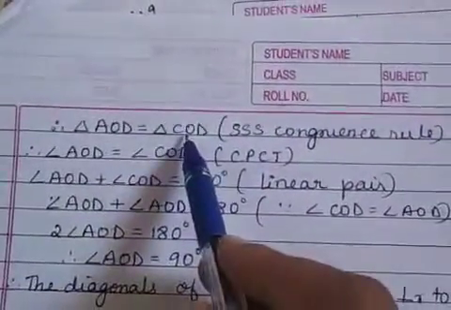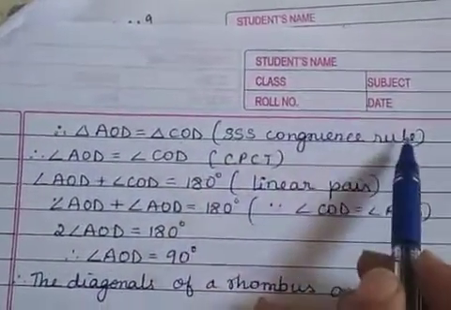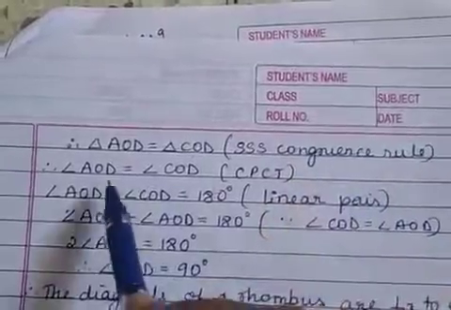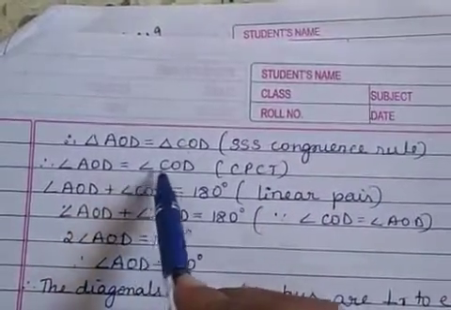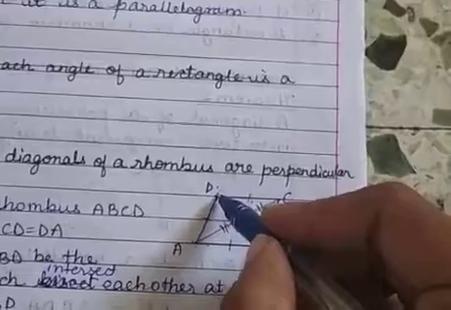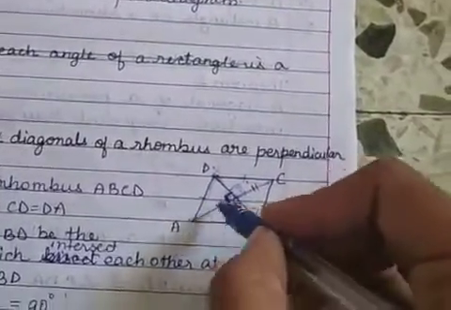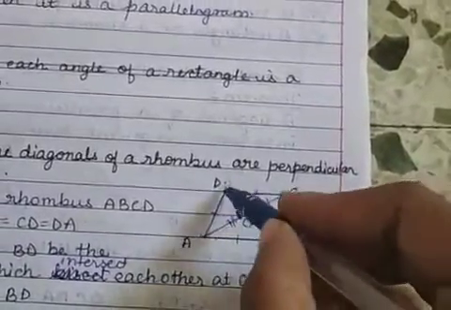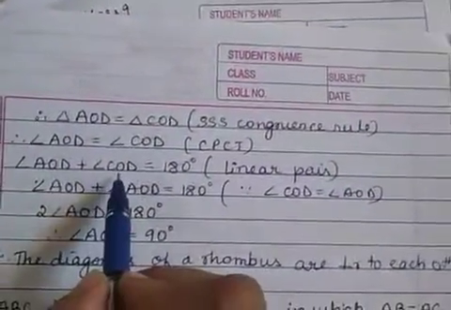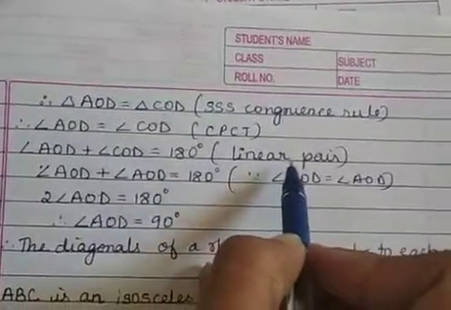So these two triangles are congruent by which rule? They are congruent by SSS congruence rule. If they are congruent, then you know angle AOD is equal to angle COD by CPCT. But if you see these two angles, they form a linear pair. So angle AOD plus angle COD is equal to 180 degrees, correct? Because they form a linear pair.